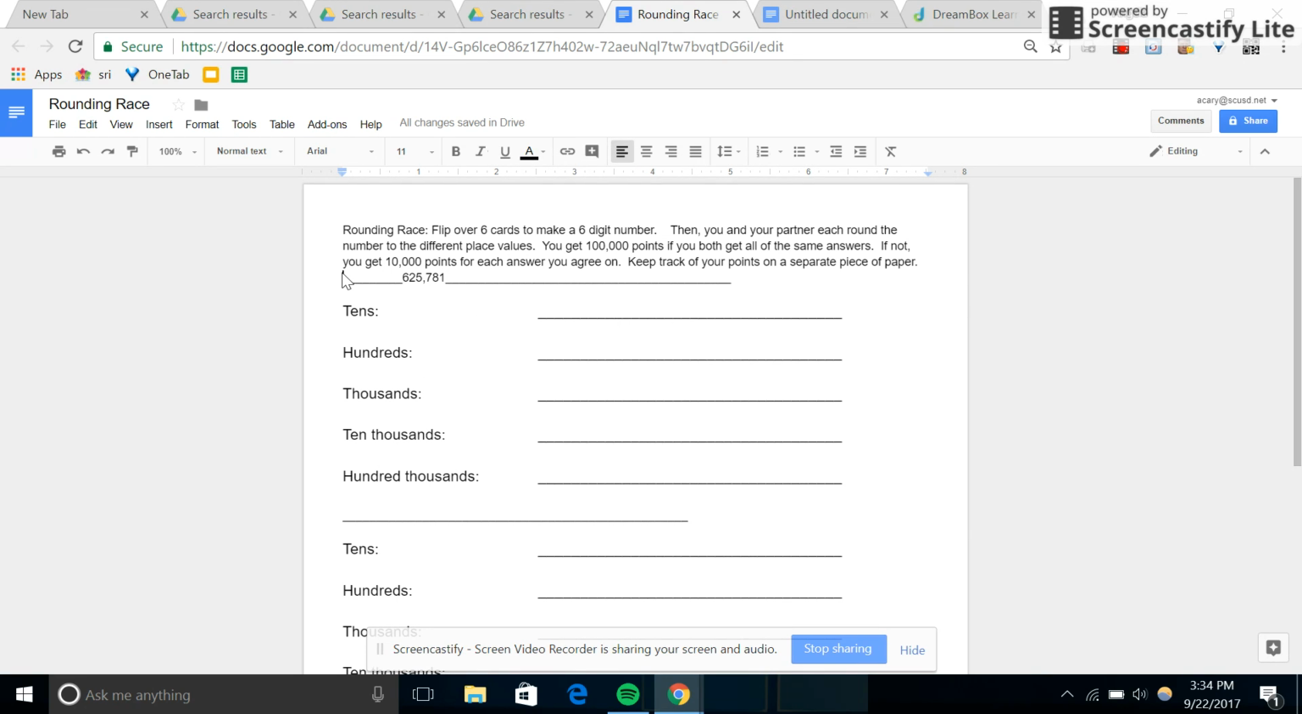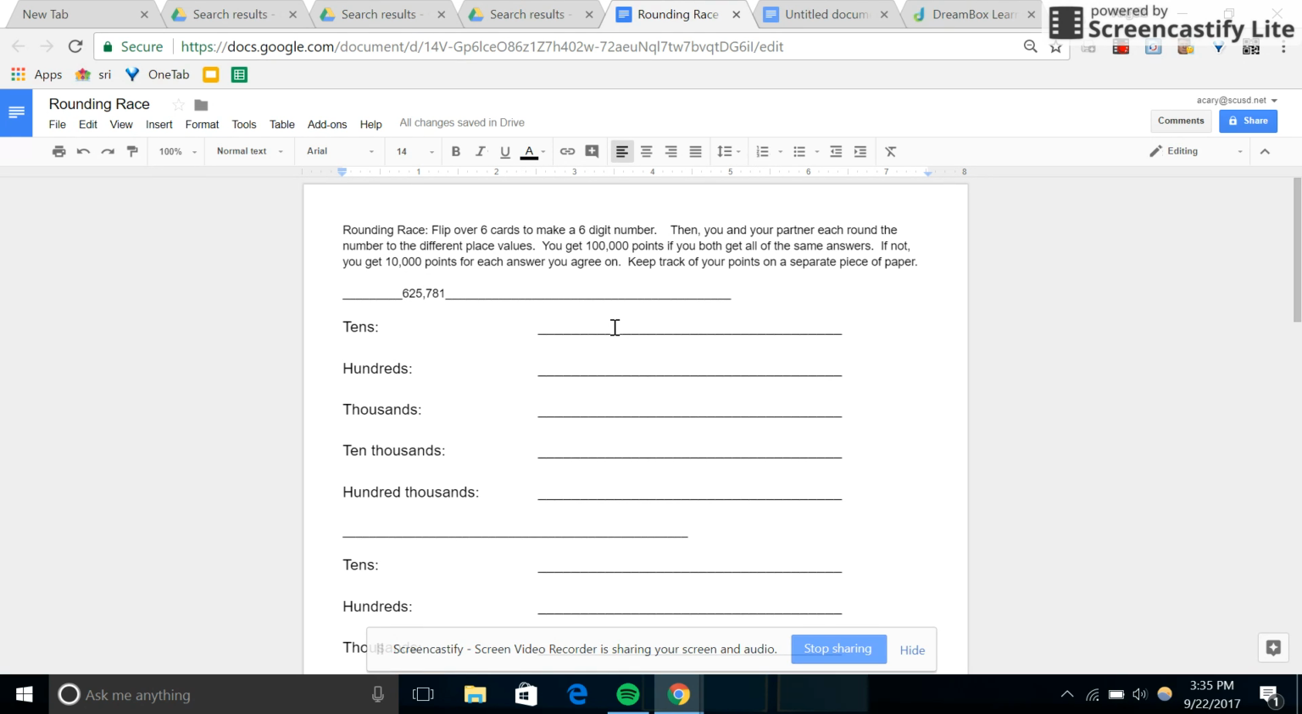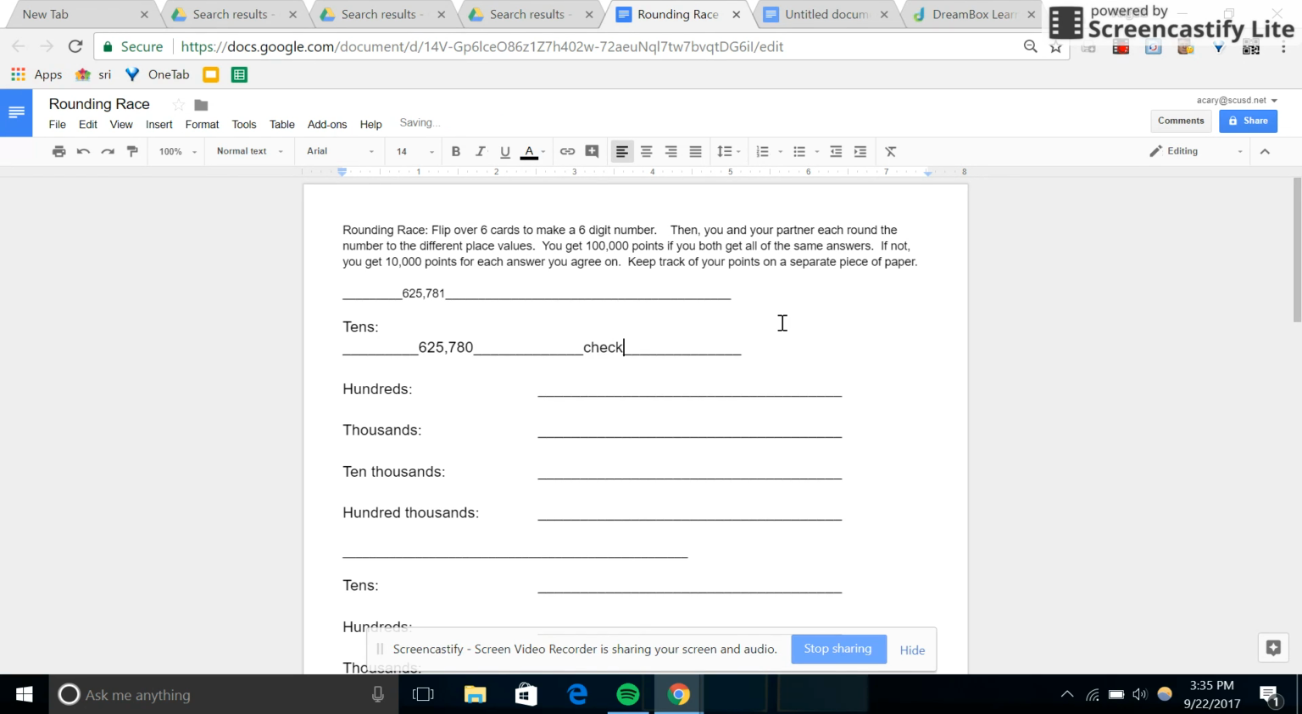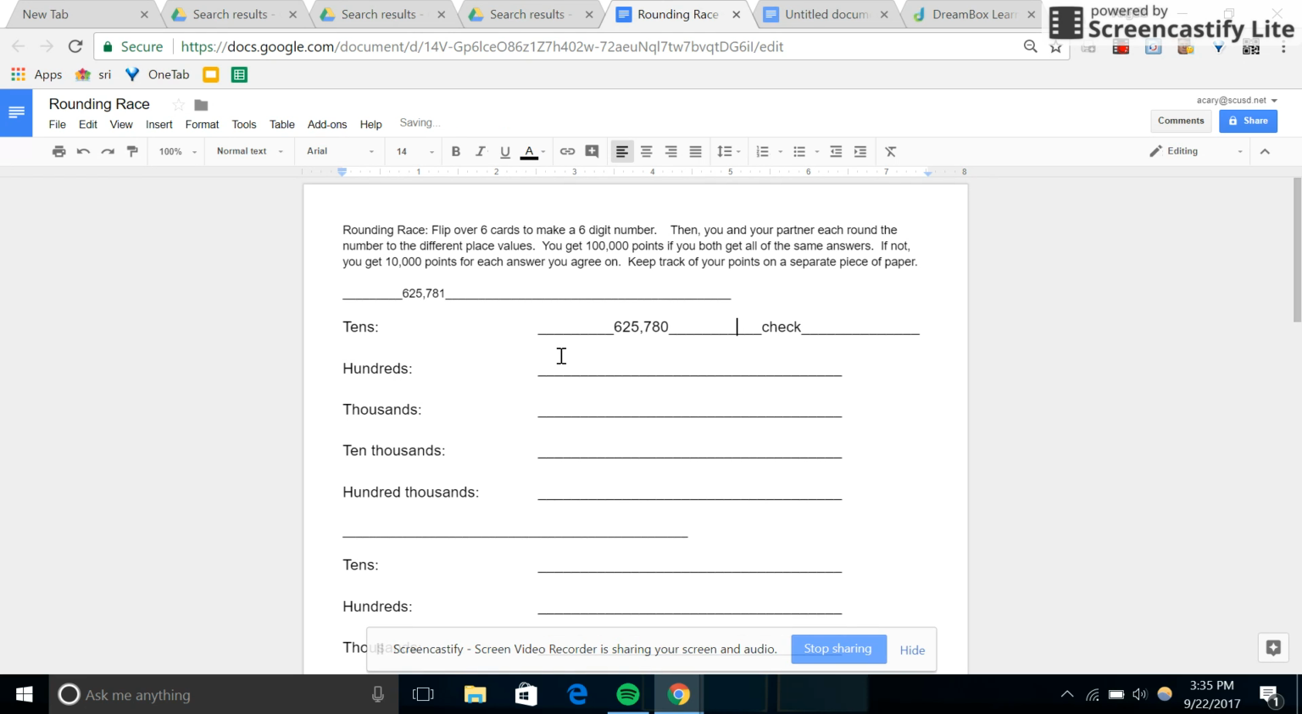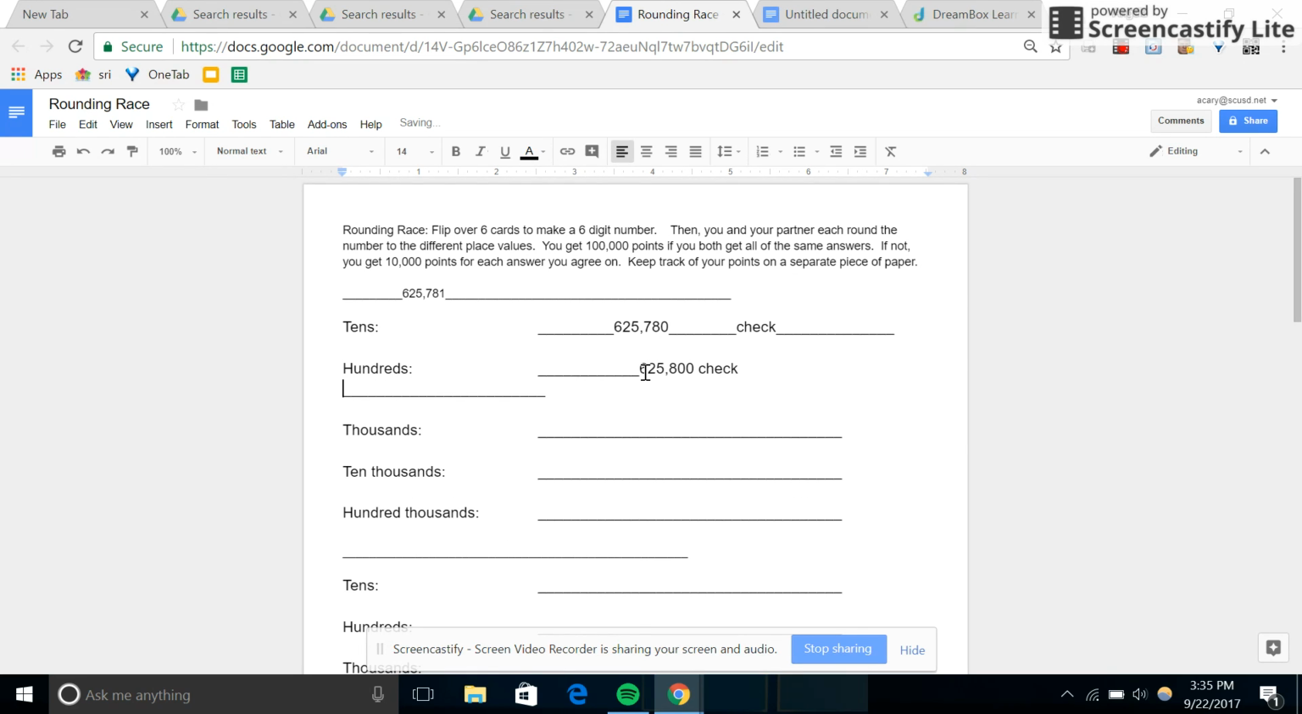So if we take a look at this first number, and we're trying to round to the tens place, I have here a friend who's going to help me. He's rounded, and he said if you round this number to the tens place, the number looks like 625,780. As the adult, I would say yes, that's how I would round the number to the tens place as well. So they get it correct. Check. Next one, he rounded it to the hundreds place, and he said the number is 625,800. That is correct. Check.